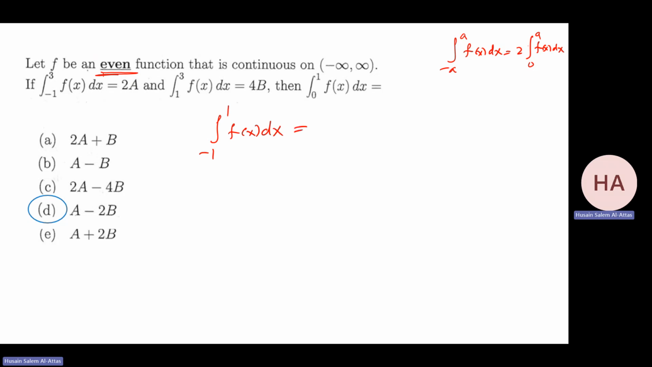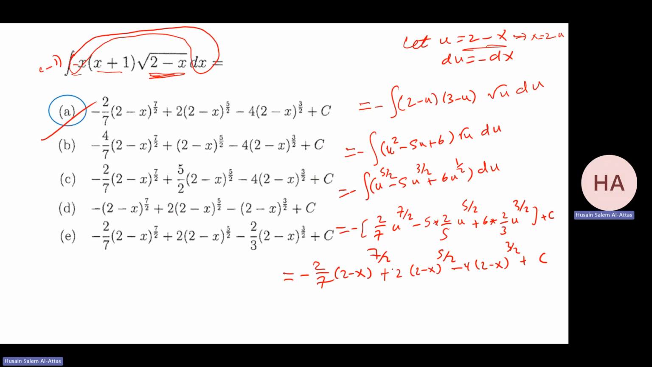That will be what? That will be the integral from minus 1 to 3 plus the integral from 1 to 3, sorry, plus the integral from 3 to 1, dx. What is minus 1 to 3? It will be 2a. And 3 to 1 is minus 4b. So this will be this one.